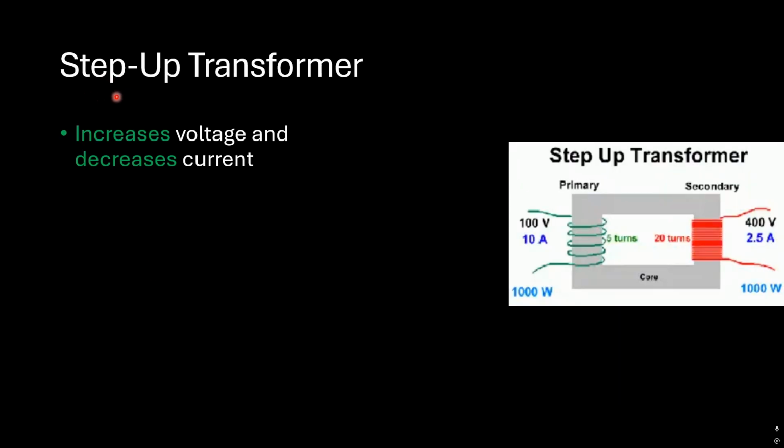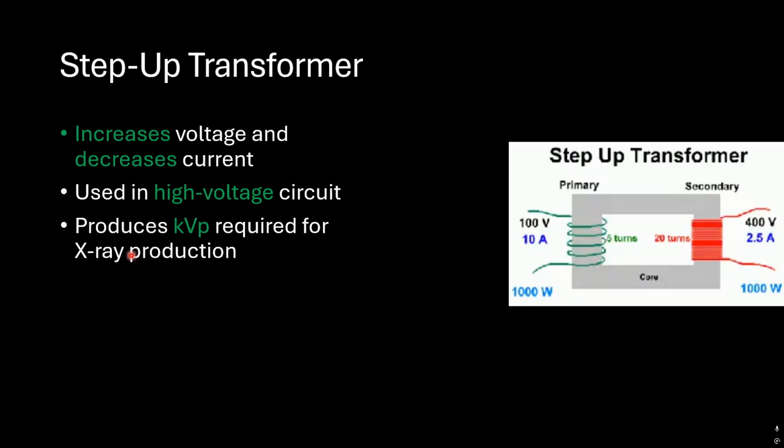So first we have the step up transformer. The step up transformer will increase the voltage and decrease current. So this is the step up transformer. We can see that we have fewer turns on the primary side while we have higher turns on the secondary side. In this case, we have a step up transformer. It's used in the high voltage circuit. So if you want to have a high voltage on the secondary side, we need to use a step up transformer. It produces the kVp required for X-ray production. In this case, we are using a step up transformer to produce a high kVp.